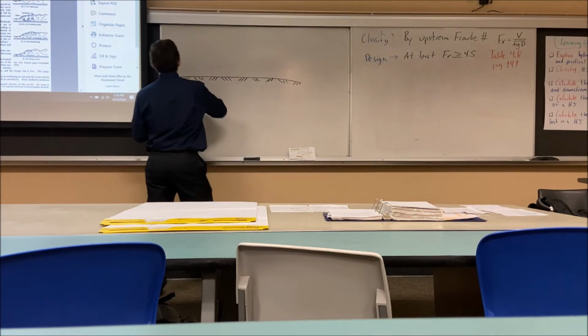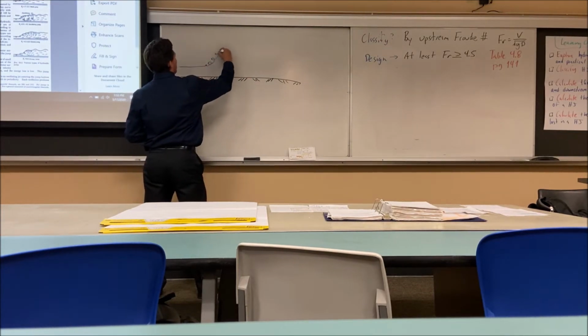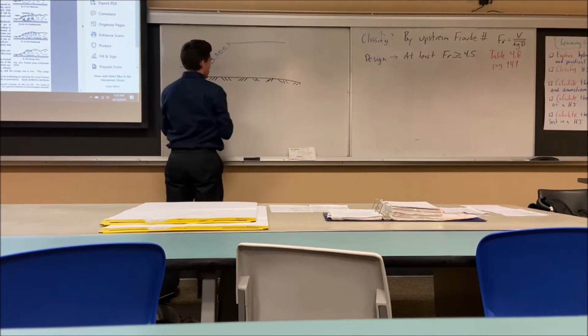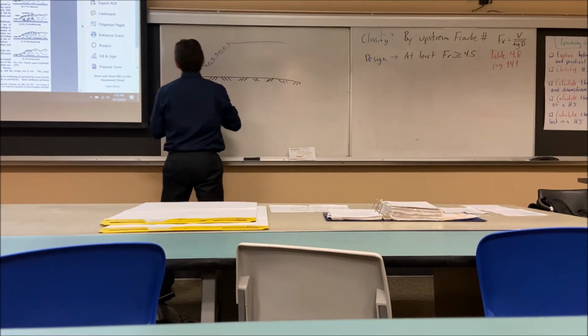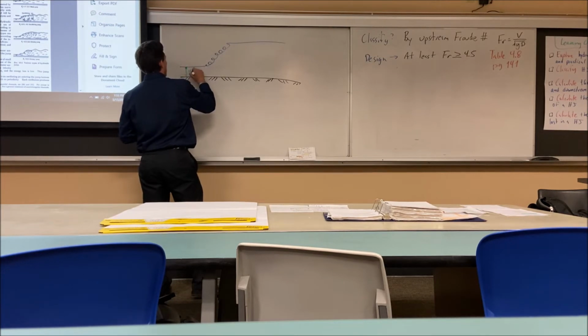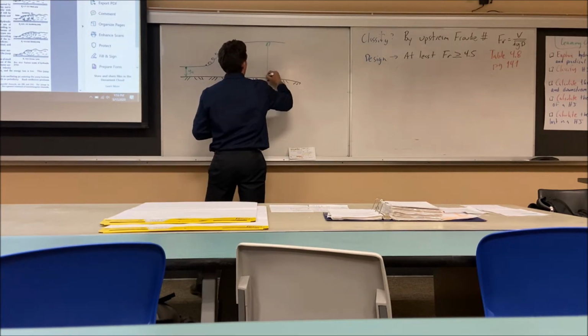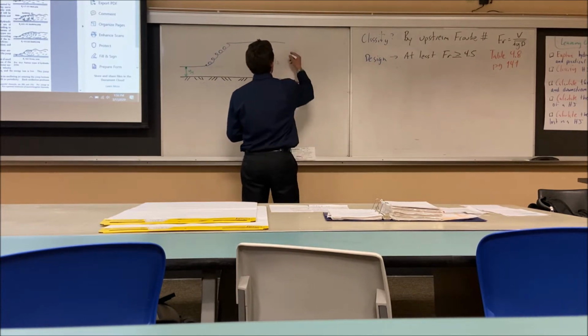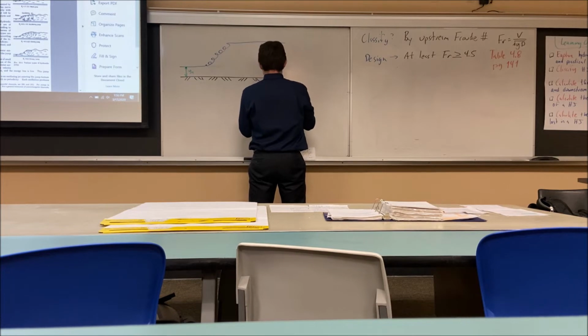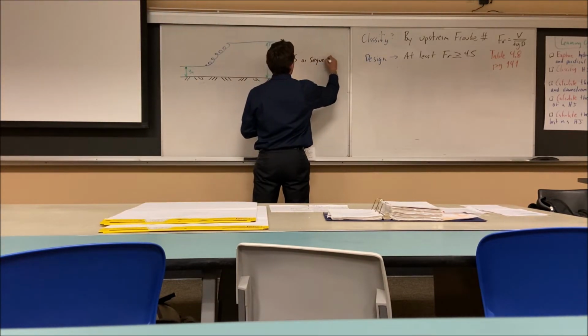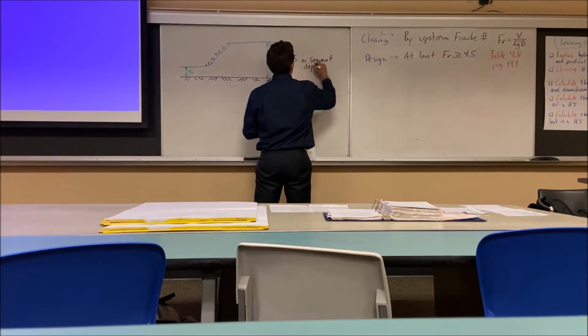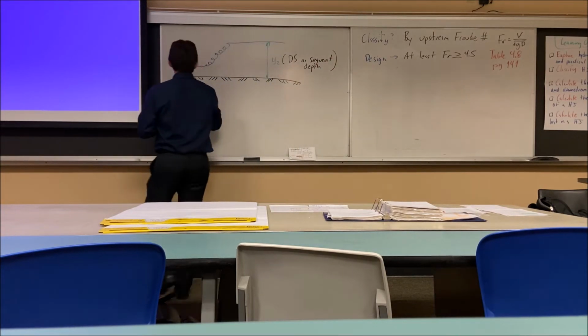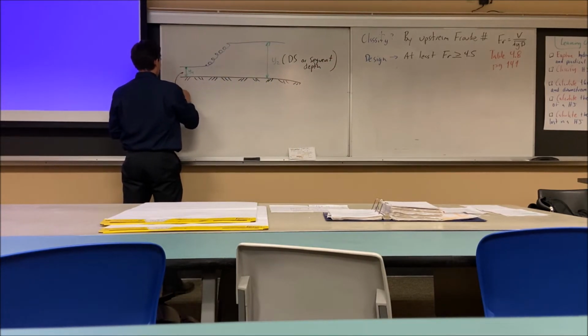And what you're going to have is some flow level, and then a crazy turbulent stretch. You're going to have your Y1, your upstream depth, and your Y2, which is going to be your downstream. This is often called the sequent depth. And this is going to be your upstream depth.